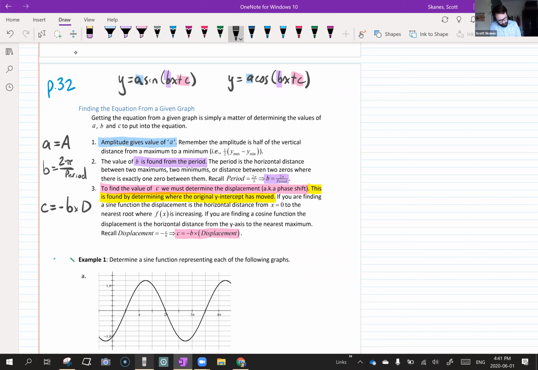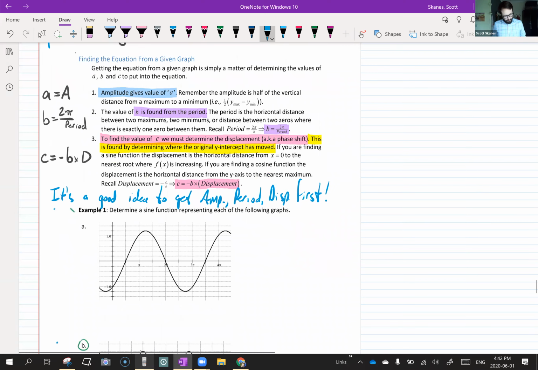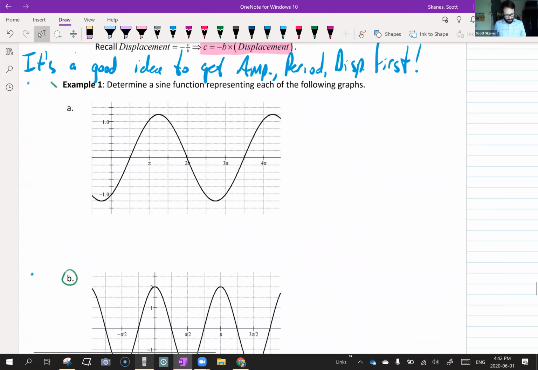I'm going to write one more note before we do the example. It's a good idea to get the amplitude, period, and displacement first. If you get amplitude, period, and displacement, it's very, very easy to figure out the rest of this. So this will be a pretty short section, and we can finish early today. Let me show you my way of figuring this stuff out, okay?